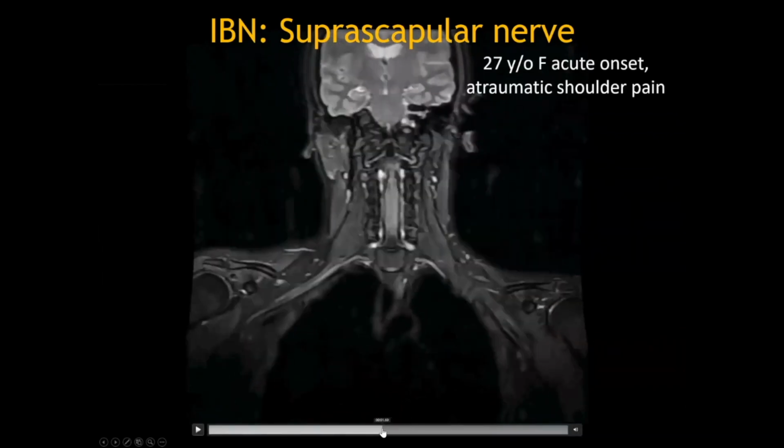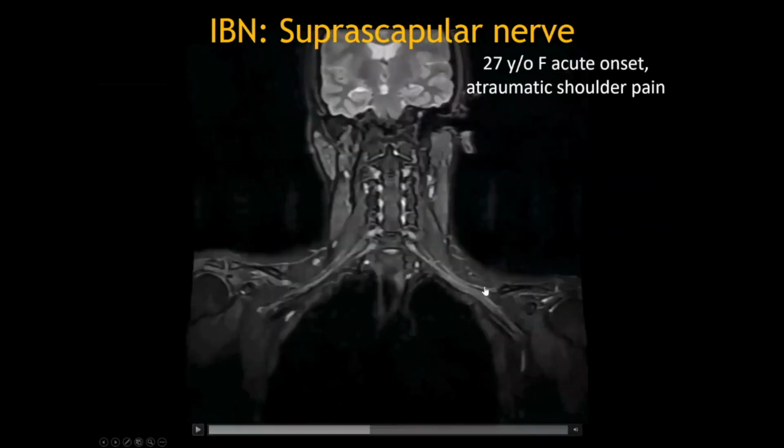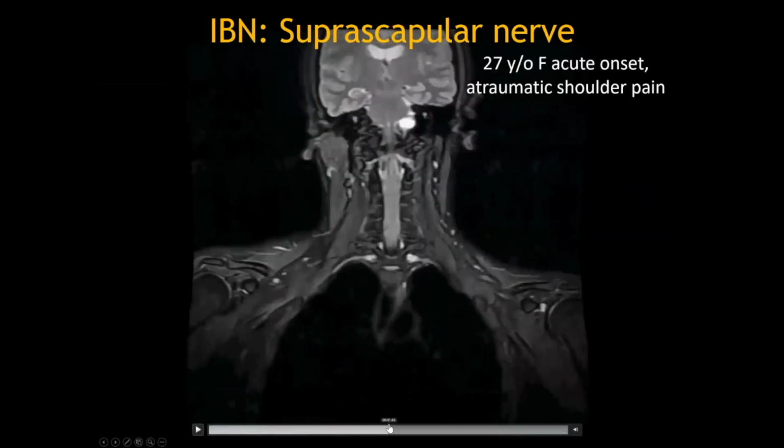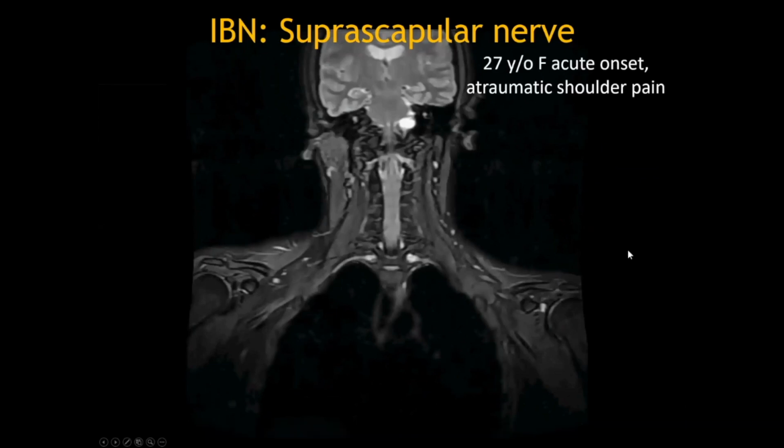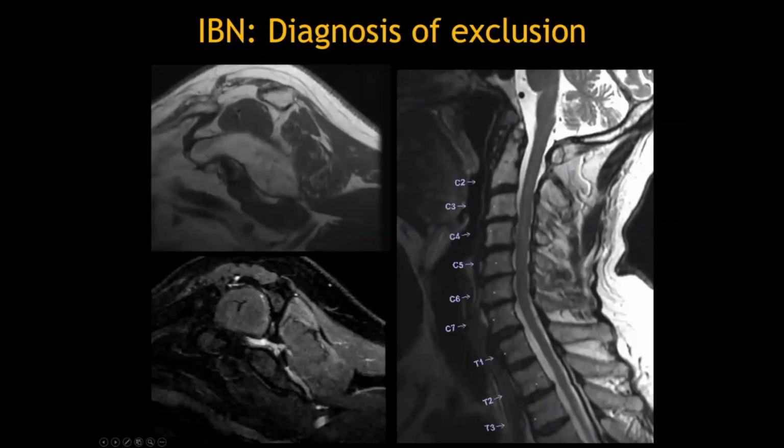As you move more centrally, here you can see that edematous suprascapular nerve on the left compared to the right, where you can actually hardly see that nerve. There's the nerve on the right, and there it is on the left. So having large field of view coronal imaging can help you look for subtle side-to-side differences. Of course, idiopathic brachial neuritis is a diagnosis of exclusion, so you want to rule out more common causes.